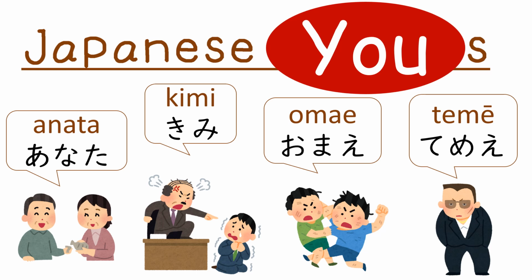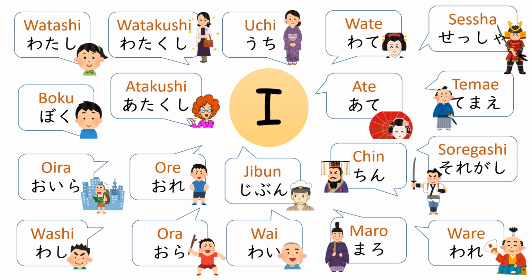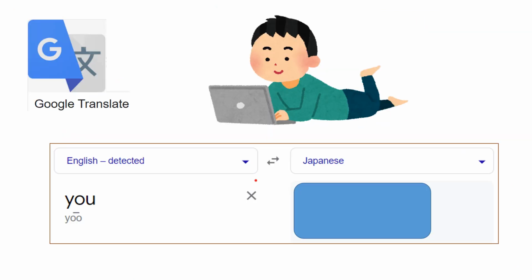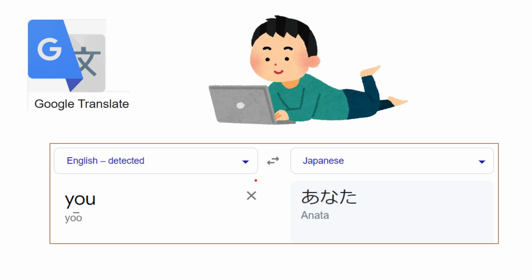Japanese second person pronoun, you, 「あなた」. As explained in the other video, there are many I's in Japanese. So are you's. So let's have a look. If you look up the word you in Google Translate, the Japanese word anata will come up as its translation.